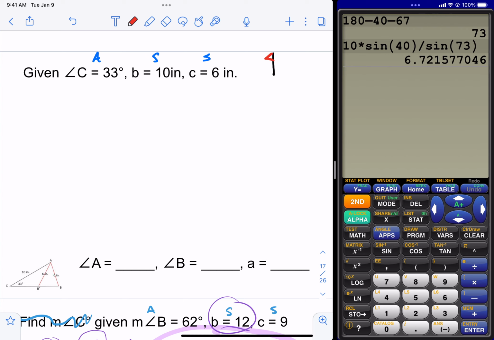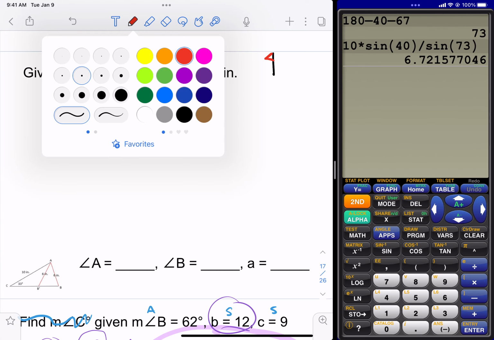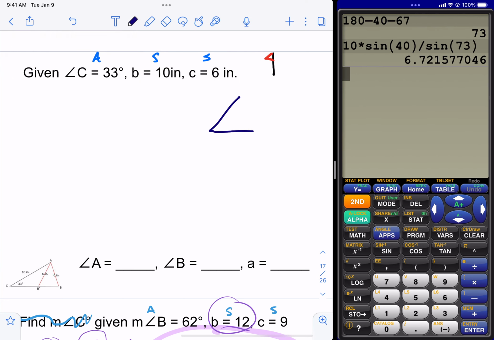Not every problem is going to be an ambiguous case problem. So for this one, I'm going to start by drawing a quick sketch of what this triangle might look like. So here's my triangle. If this is A, this is B, and this is C, we know C would be 33 degrees. We know that side B would be 10, and we know that side C would be 6. So we do in fact have an angle, a side, and another side being given to us. So this is a situation in which the ambiguous case might be at play.